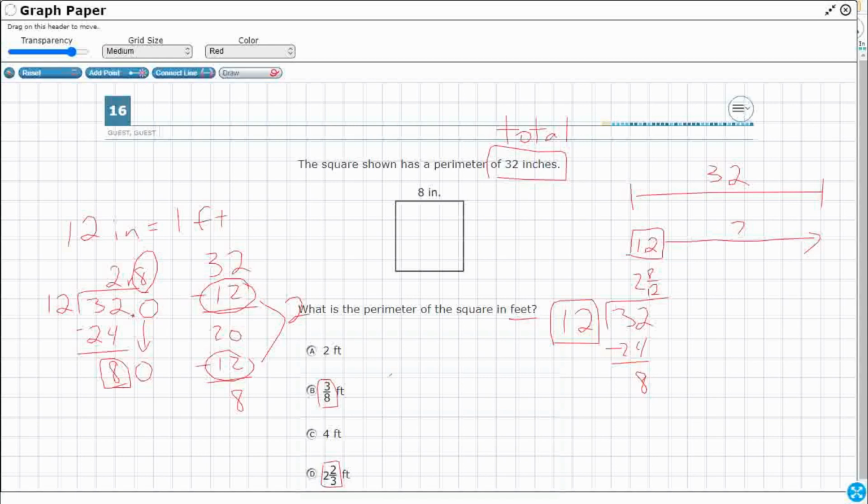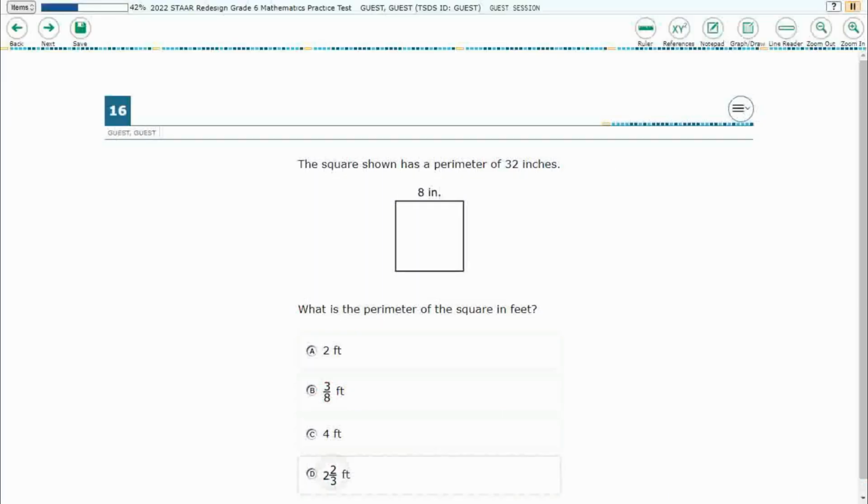Now, 2 and 8/12, right? We need to think, can we simplify this? Yeah, I can simplify 8/12 because I can divide both top and bottom by 4, right? Because as long as you're dividing top and bottom by the same number, 4 over 4 is equal to 1. Anything multiplied by 1 is itself. I'm just making it look different. So I'm not messing with the whole number of 2, but I'm going to say 8 divided by 4 is 2. 12 divided by 4 is 3. So there we go. 2 remainder 8 is really 2 and 8/12, which is really 2 and 2/3. My answer is D.